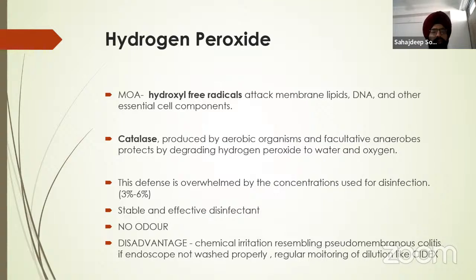Then comes hydrogen peroxide. The mechanism of action is hydroxyl free radicals which are released, which leads to attack of membrane lipids, DNA, and other essential cell components. The catalase enzyme present in aerobic organisms or facultative anaerobes protects the organism from the hydroxyl free radicals. This defense is overwhelmed by increasing the concentration of hydrogen peroxide to disinfectant levels, which are mostly 3 to 6%.